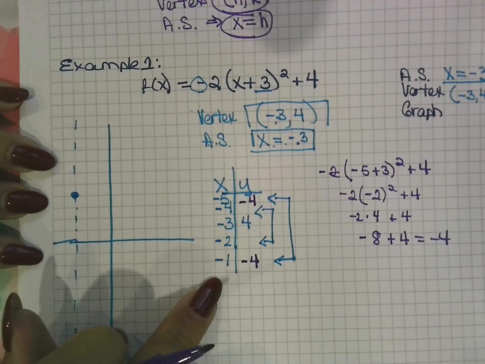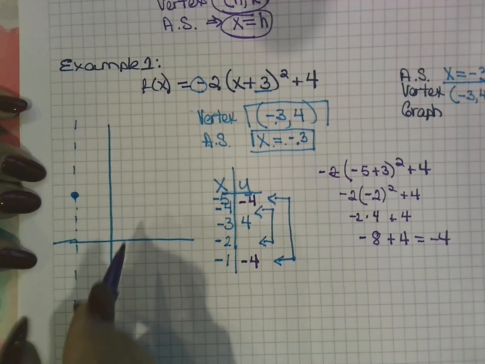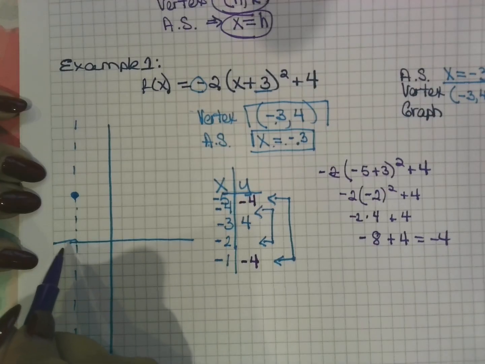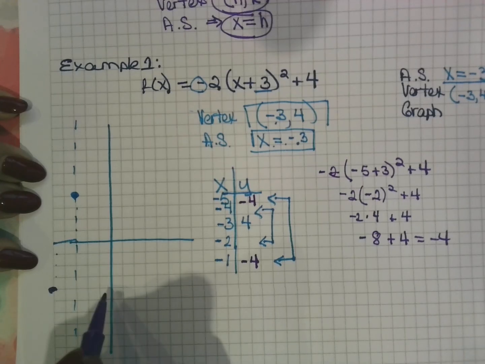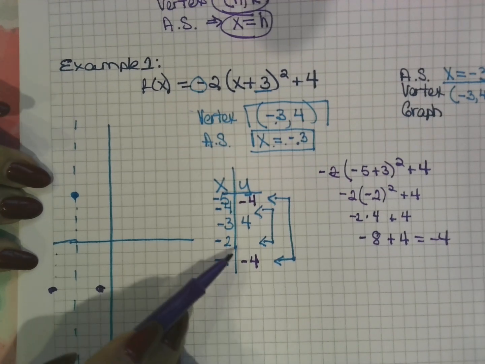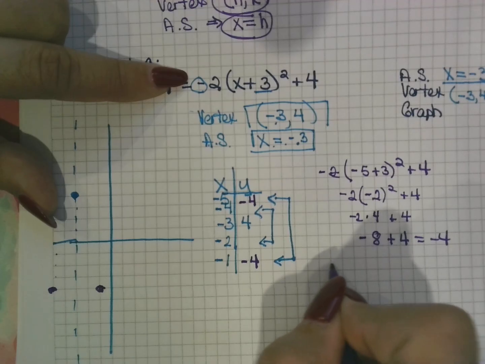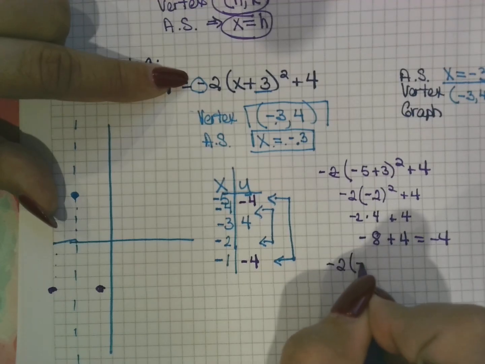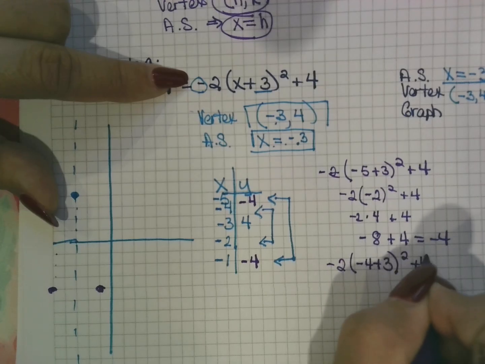Again, if you don't believe me, you can just plug in a -1 and you'll see you get the same thing. So here we are at -3, -4, -5, -1, 2, 3, 4. And at -1 we are also at -4. Let's go ahead and plug in a -4 and see what we get. We have -2, and then we have -4 plus 3 squared plus 4.